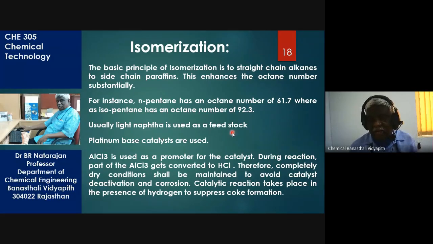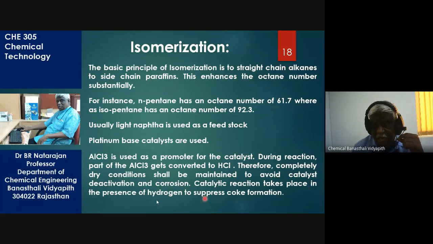Usually light naphtha is used as a feedstock, platinum-based catalysts are used, and aluminum chloride is used as a promoter for the catalyst, and during reaction, part of the aluminum chloride gets converted to HCl. Remember, we are using the word catalyst, but some aluminum chloride ends up becoming HCl, and therefore completely dry condition should be maintained to avoid catalyst deactivation and corrosion.